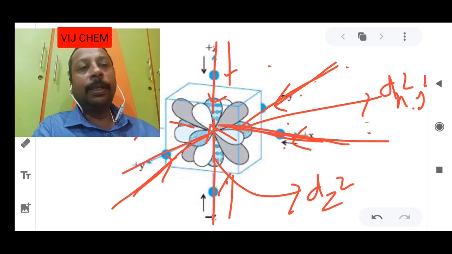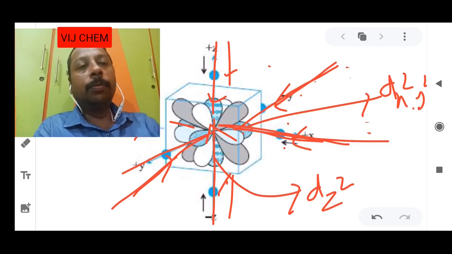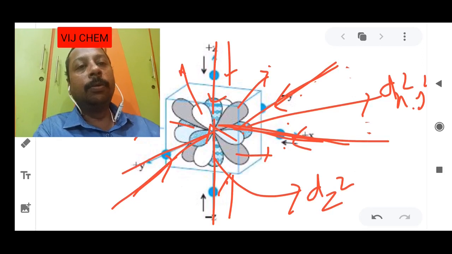So dx square minus y square and dz square are the two orbitals which feel more pressure because ligands are approaching onto them only. There is no problem to this person, no problem to this person, no problem to this person. Who are all these persons?